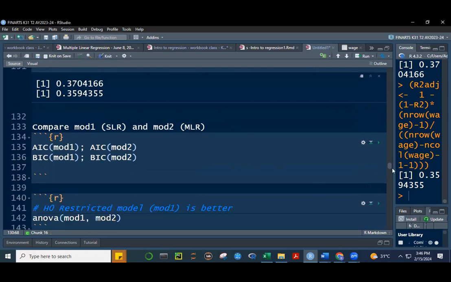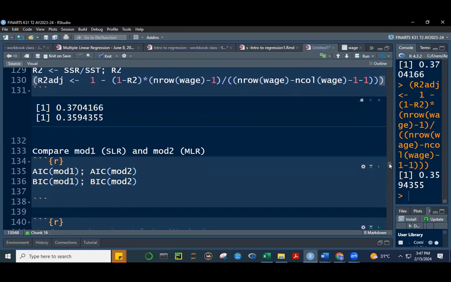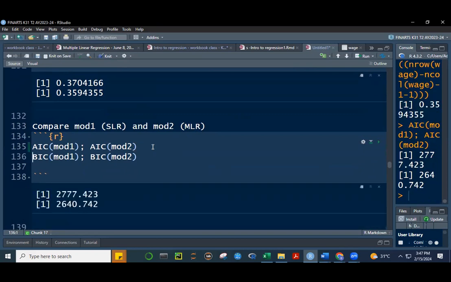So we said that in terms of either R squared or adjusted R squared, model 2 is better. Okay, because it can explain more the variability of your dependent variable, hourly wage. And also, we said a while ago that if we compare the simple linear regression model 1 and our multiple linear regression based on either AIC or BIC, let's see what happens. Let's first run AIC. Okay, so you can see here that for model 1, AIC is 2777. For model 2, it's 2640. So based on AIC, model 1 is better.